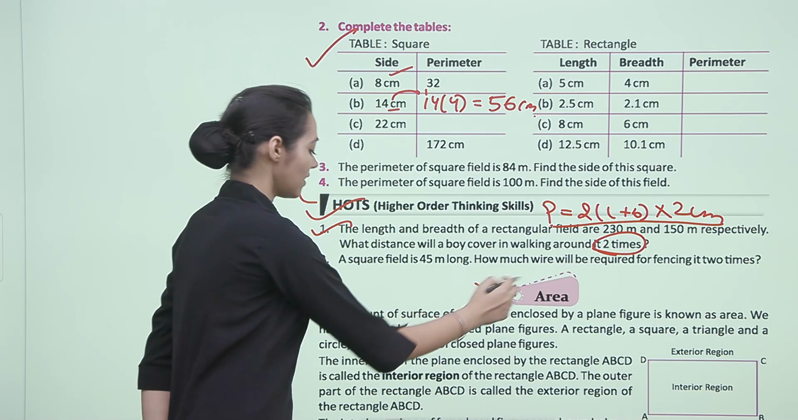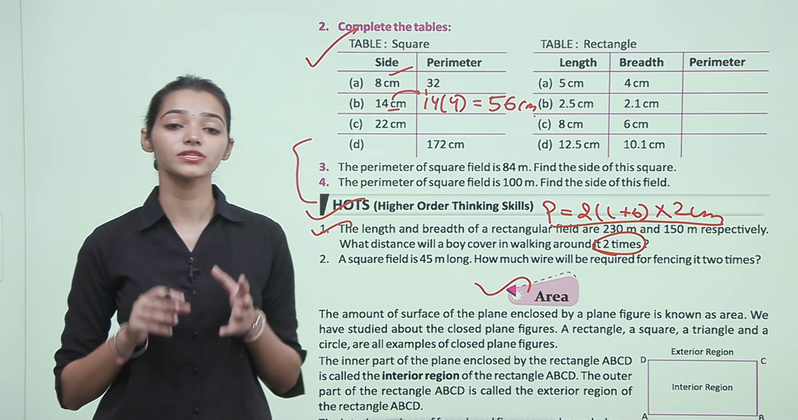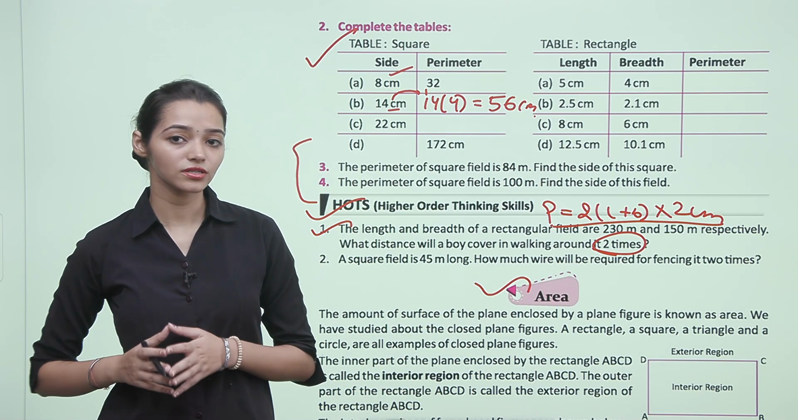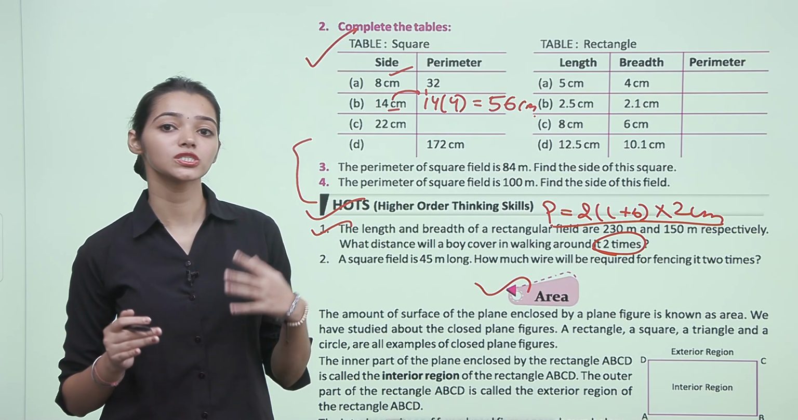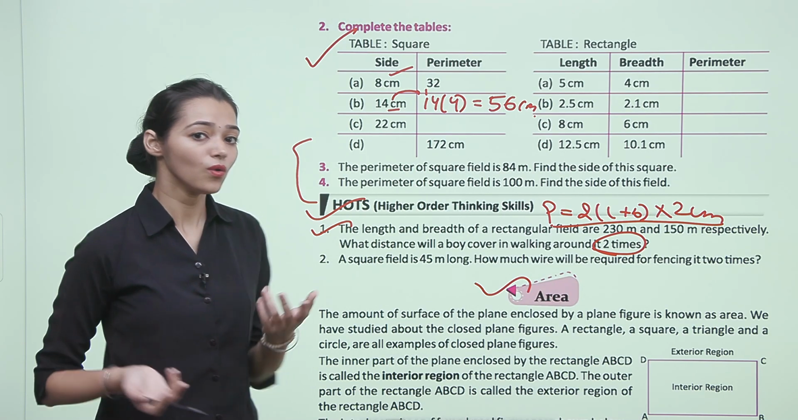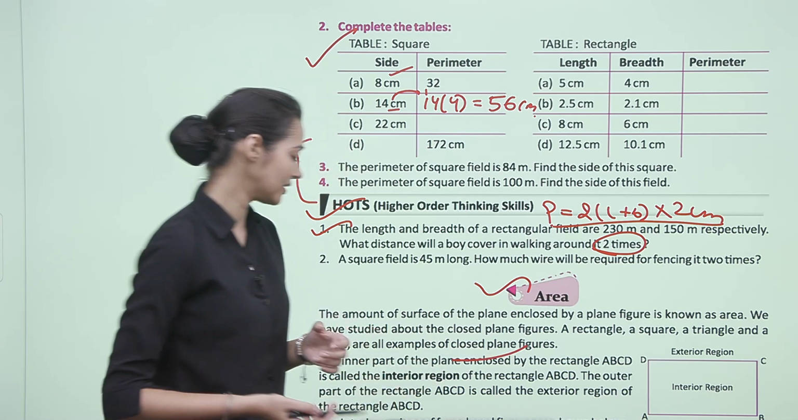Now let's start with area. Now we know that the amount of surface of a plane enclosed by a plane figure is known as its area, and we have studied about closed plane figures: a rectangle, square, triangle and a circle. All are examples of closed plane figures.